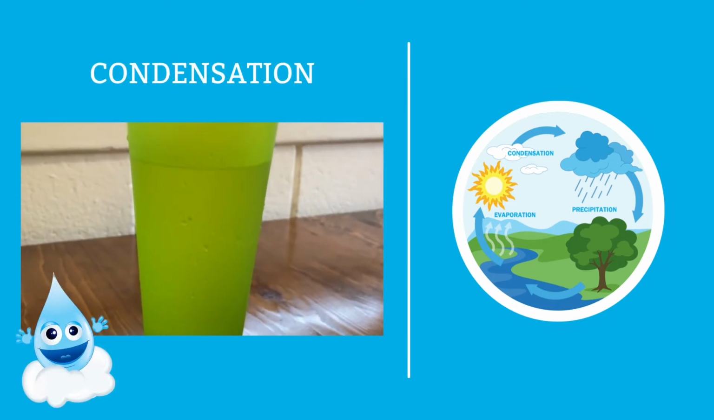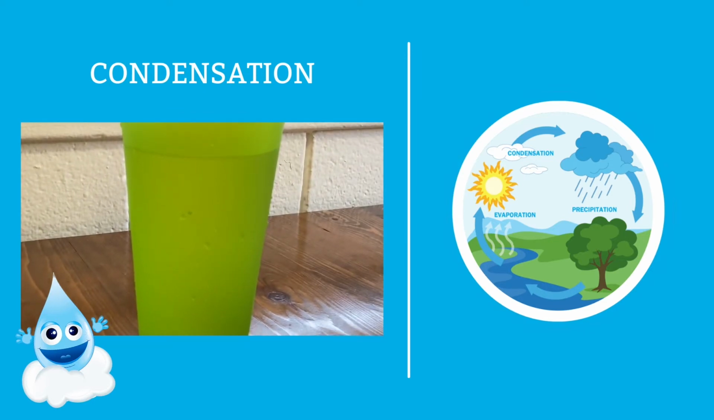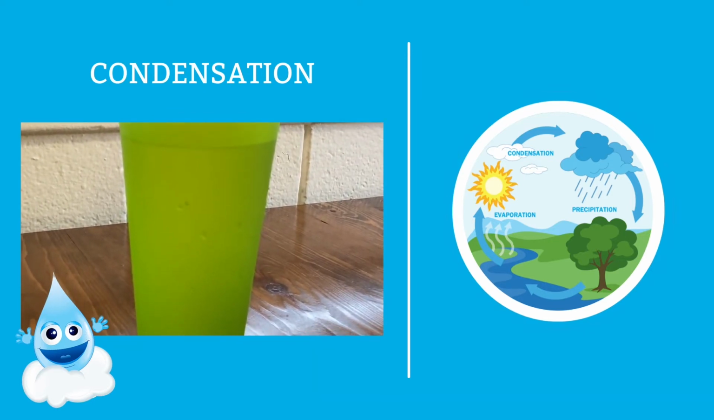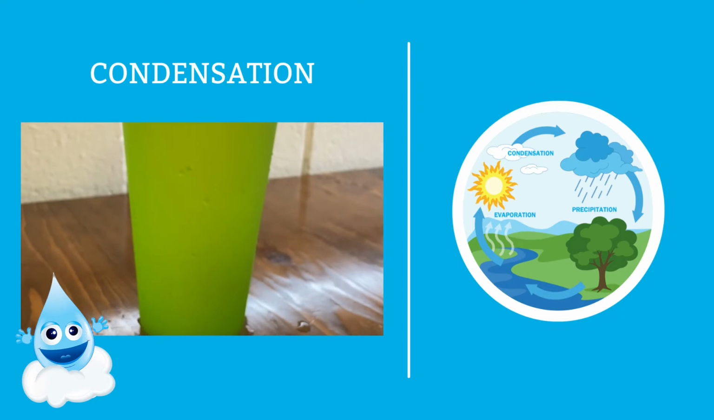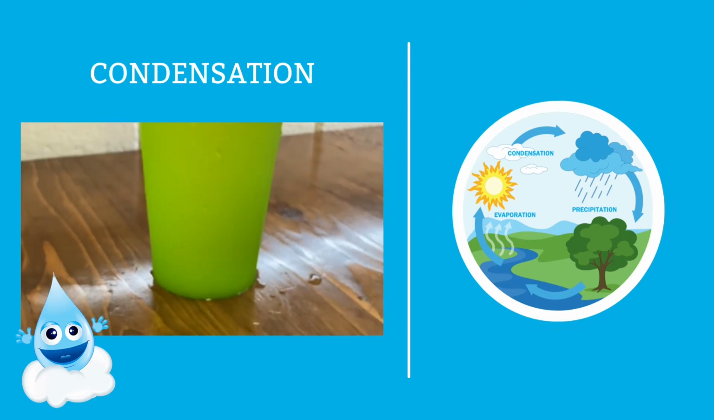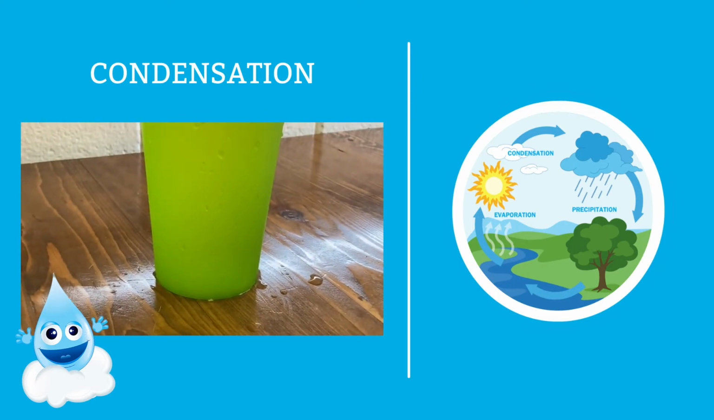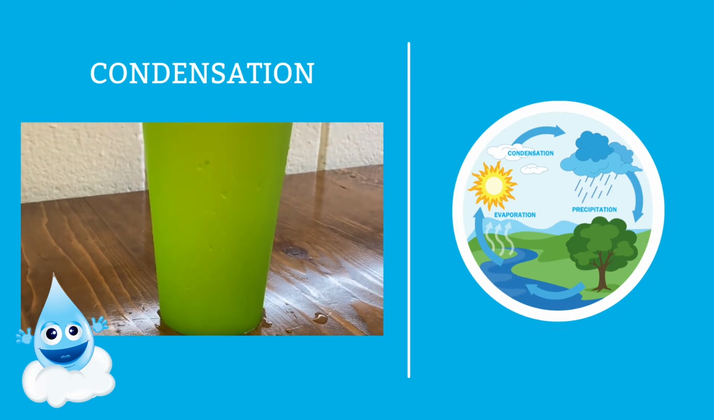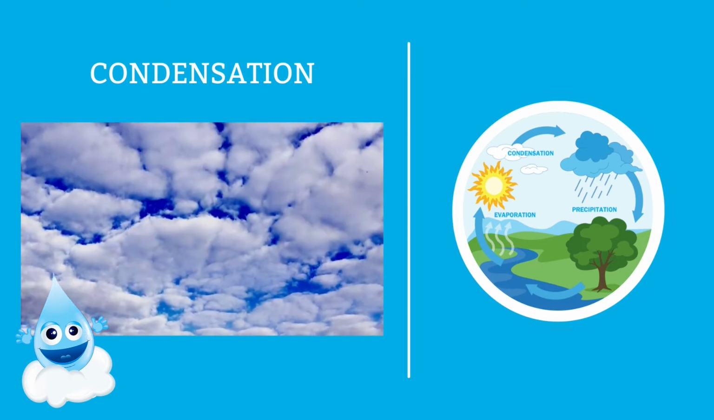When water vapor starts to get cold, the droplets move closer and closer together. The cooler temperatures make the water droplets condense. Have you ever noticed that if you leave a cold drink in the sun, the cup will get wet on the outside? That is condensation. Up in the sky, clouds are formed through condensation.